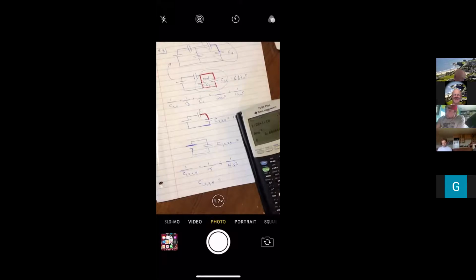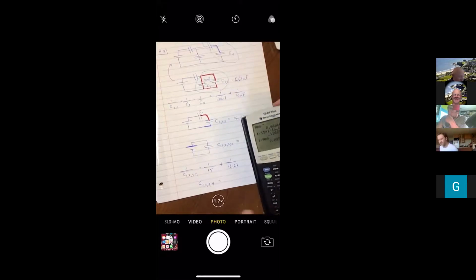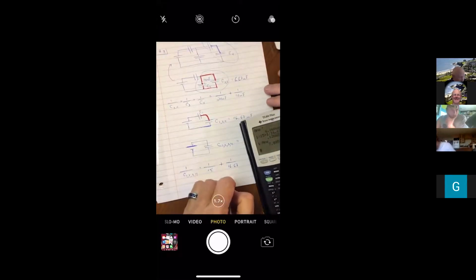And so if I grab my calculator, I'll do your method. So 1 divided by 15 plus 1 divided by 16.67. And then take the reciprocal of that. So 1 divided by the answer is how you would do it if you didn't have a reciprocal key. And I come up with 7.90, it looks like it rounds up to 7.90 microfarads for this, what I'll call the final equivalent capacitor, the equivalent of the equivalent of the equivalent.